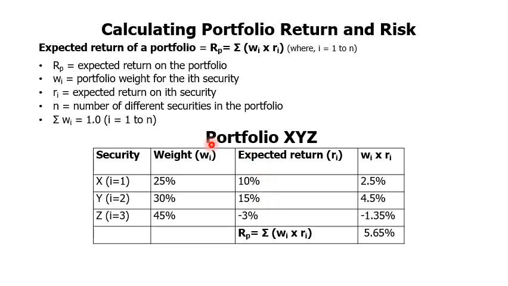To calculate the expected return of portfolio XYZ, we multiply Wi with Ri. We multiply 25% with 10%, we get 2.5%. We multiply 30% with 15%, we get 4.5%. And we multiply 45% with minus 3%, we get minus 1.35%. When we total these 2.5%, 4.5% and minus 1.35%, we get the expected return of the portfolio XYZ as 5.65%. Note that the sum of the weights, sigma Wi, is 100% or 1.